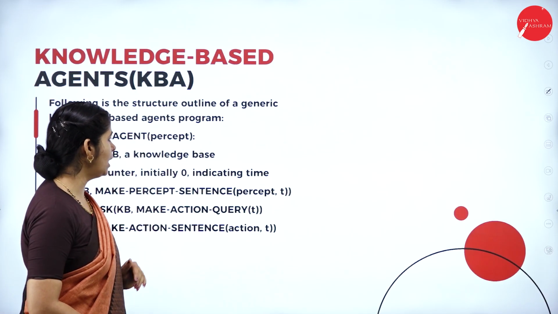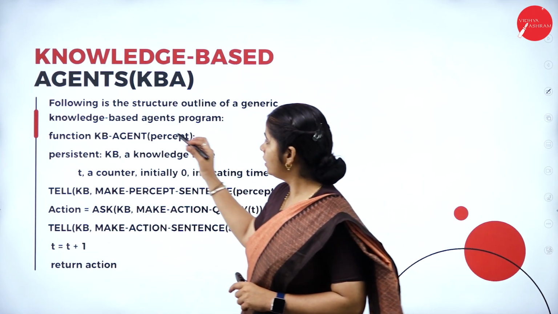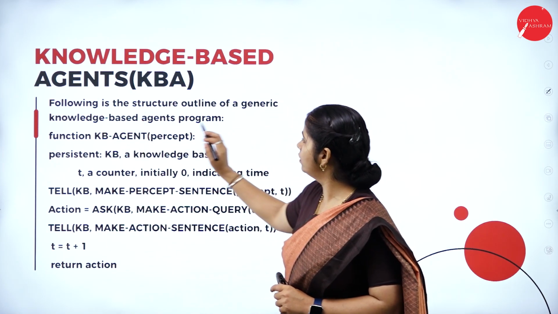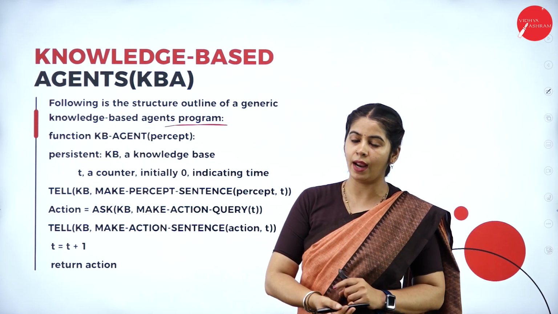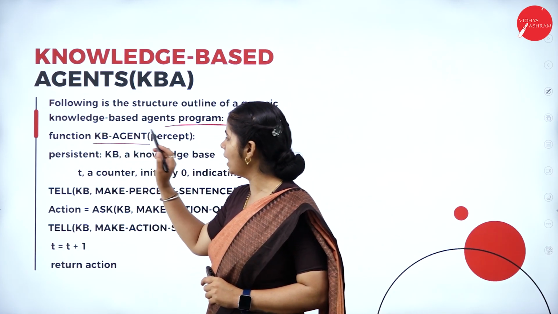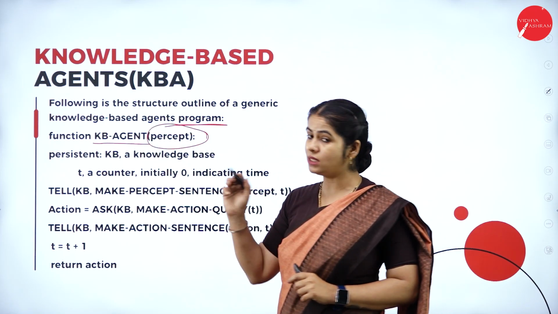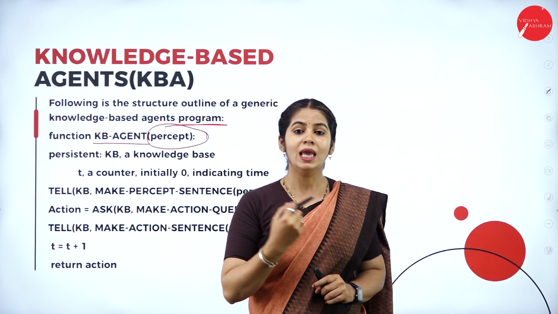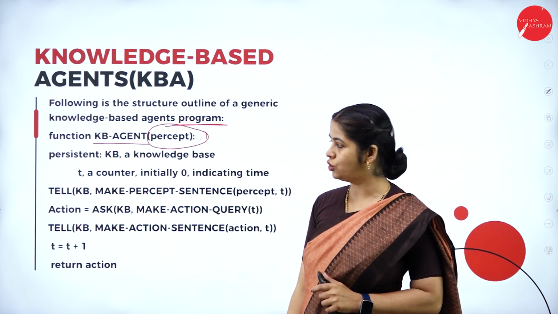So the same thing can be represented in pseudocode format. The following is a structure outline for the generic knowledge base agent program. That is the pseudocode we are writing. First, we are creating one function, that is knowledge base agent. What we are passing here as a parameter is the perception, what the agent is observing in the environment.